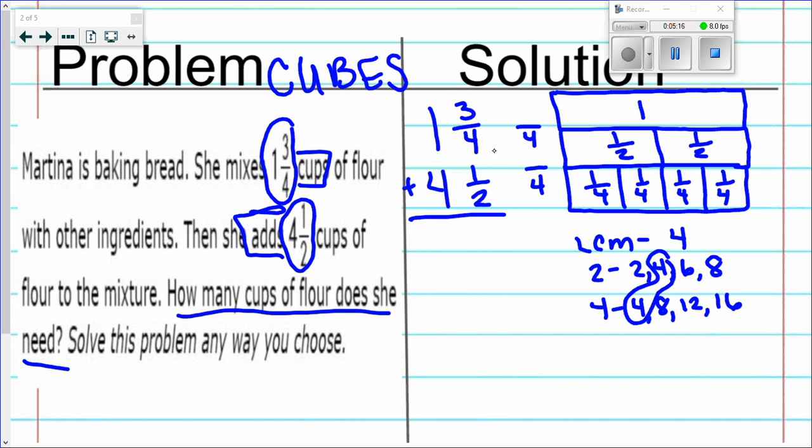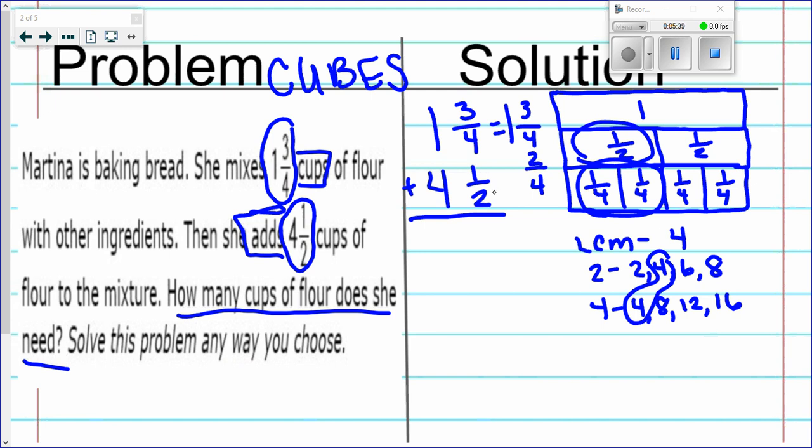Now, when I look at 1 and 3/4, 3/4 is already in 4, so I'm just going to keep that 3/4. That mixed number is staying exactly the same. When I look over here at my model that I drew out, I know that 1/2 is equivalent or equal to 2/4.